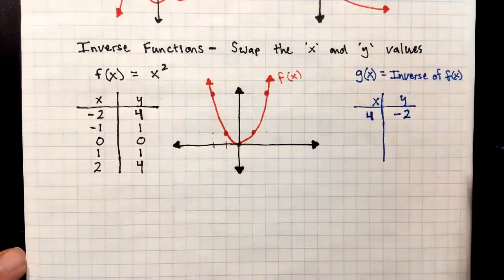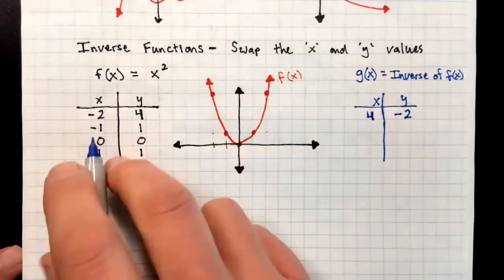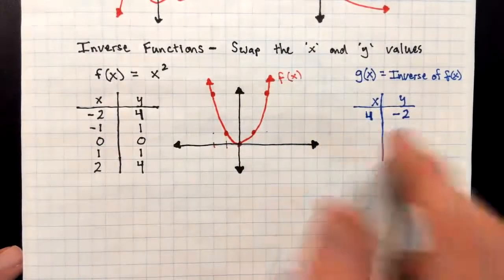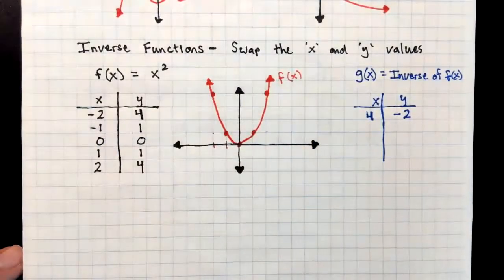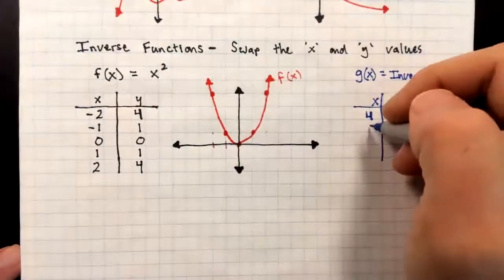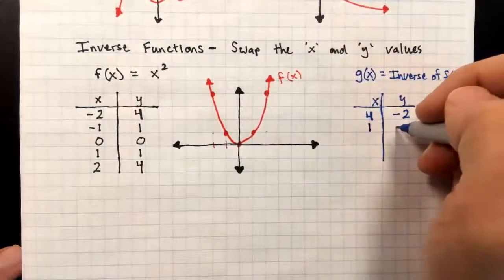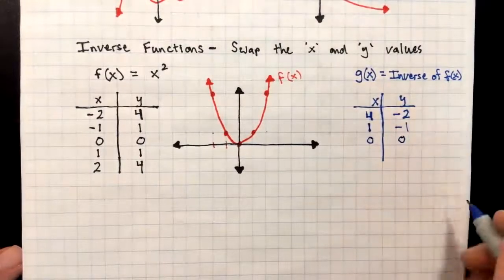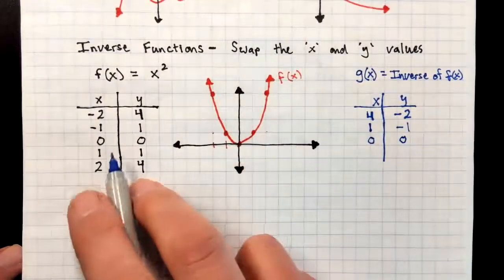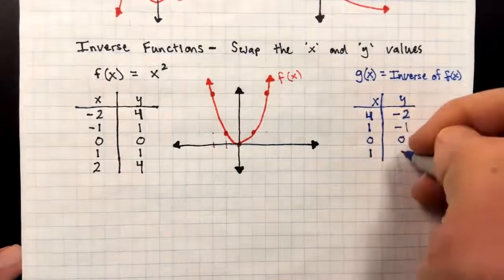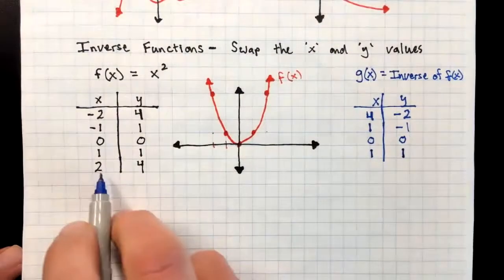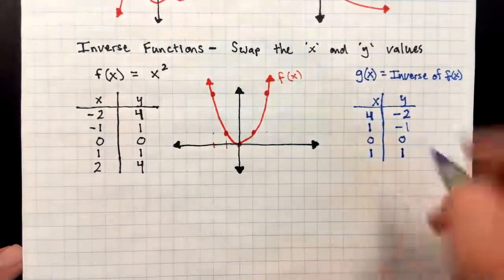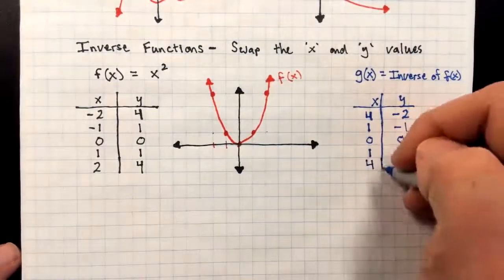Fantastic. And we also have this one, which switches a little bit. Instead of being -1, +1, swap them around. So it's going to be 1, -1. This one's easy enough. 0 gets swapped with 0. We have 1, +1. Nothing really changes for that. And we also have this point. It's not going to be 2, 4. It's going to be 4, 2.